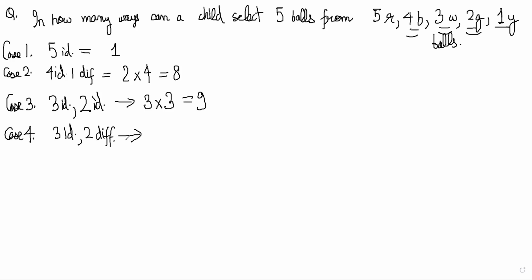Case four can be three identical and two different. Three identical again, three ways. And now how many different things are left? Two from here and two from here, right? Four, you have to select two, 4C2. So three into six. No, no, it is 4 by 2 factorial, it'll be 6. So three into six, 18, right?